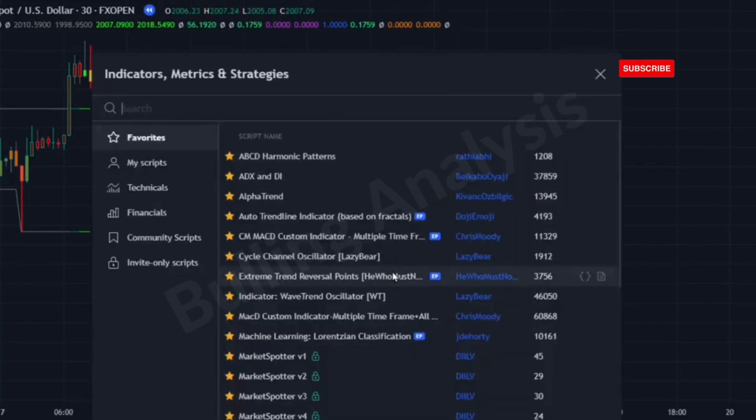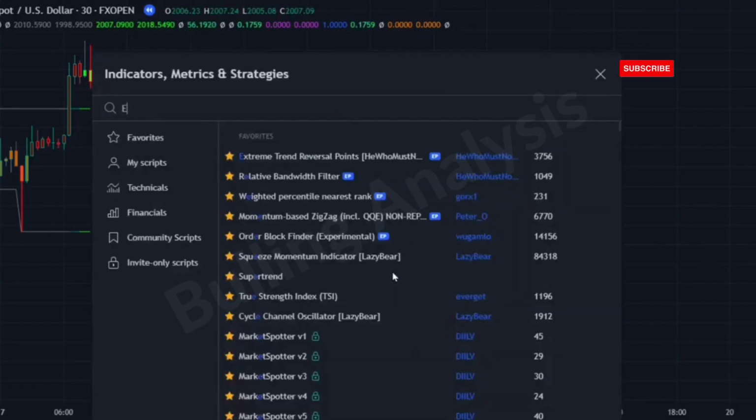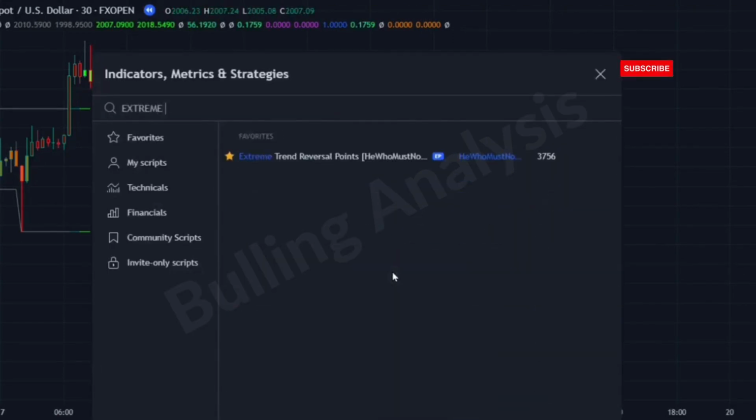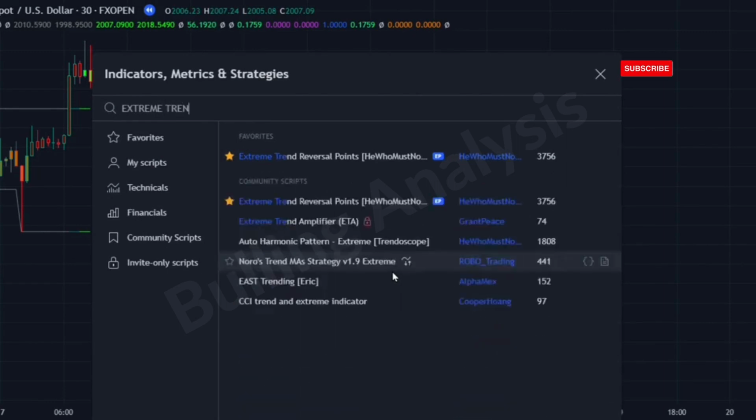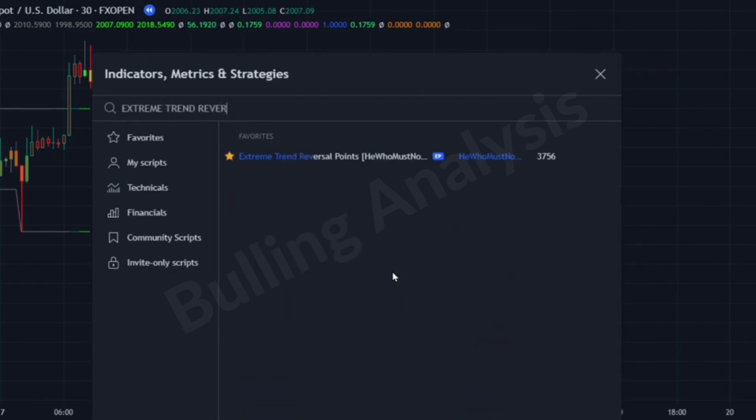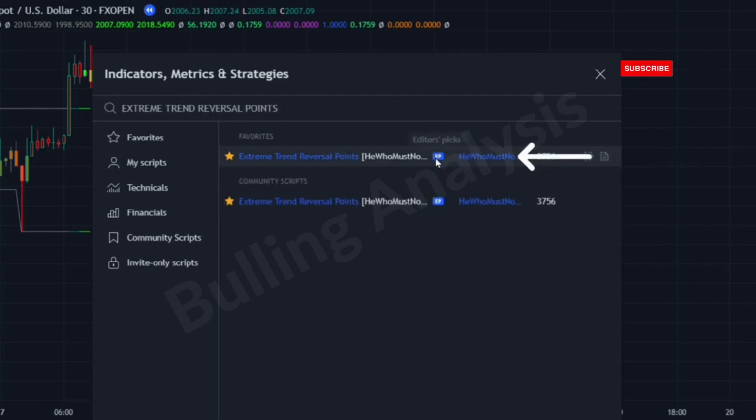I want you to bring up the indicator panel. Now search for the extreme trend reversal points. We can see that this indicator also has an editor pick, all thanks to you who must not be named for crafting this masterpiece.